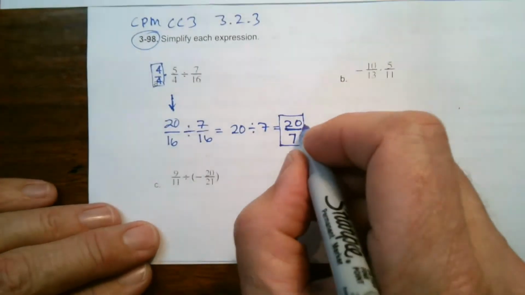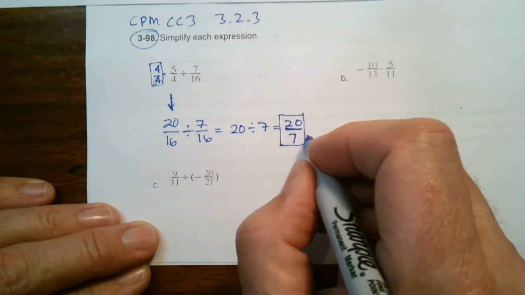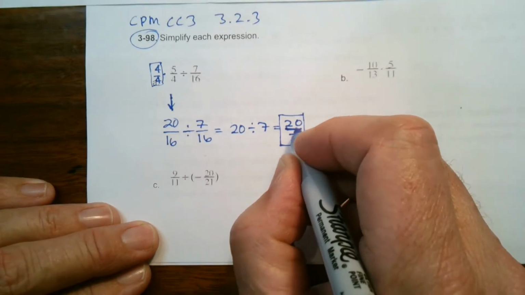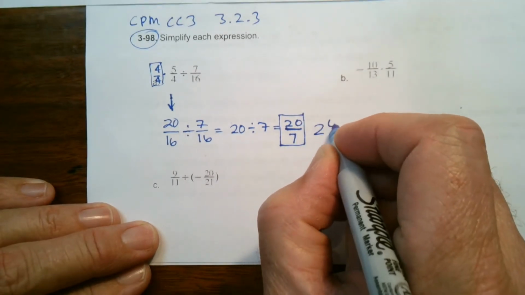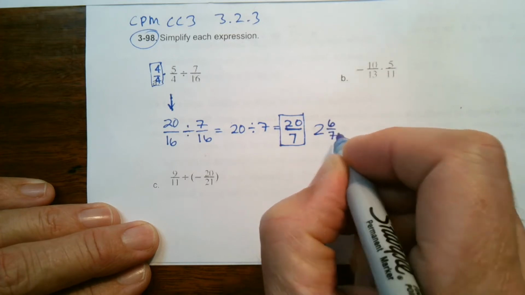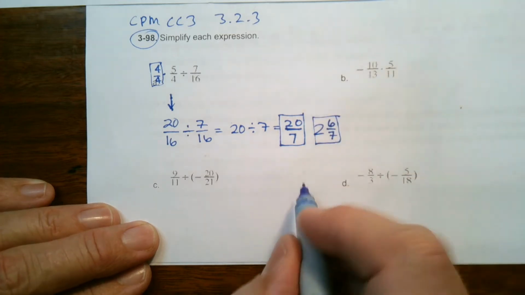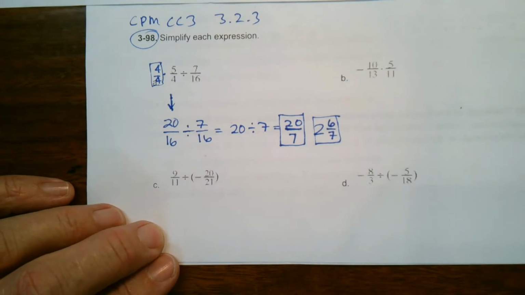If you wanted to change that to a mixed number, if that made more sense to you, you could go 7 goes into 20 twice with a remainder of 6. So it's 2 and 6/7. So you can have either answer.